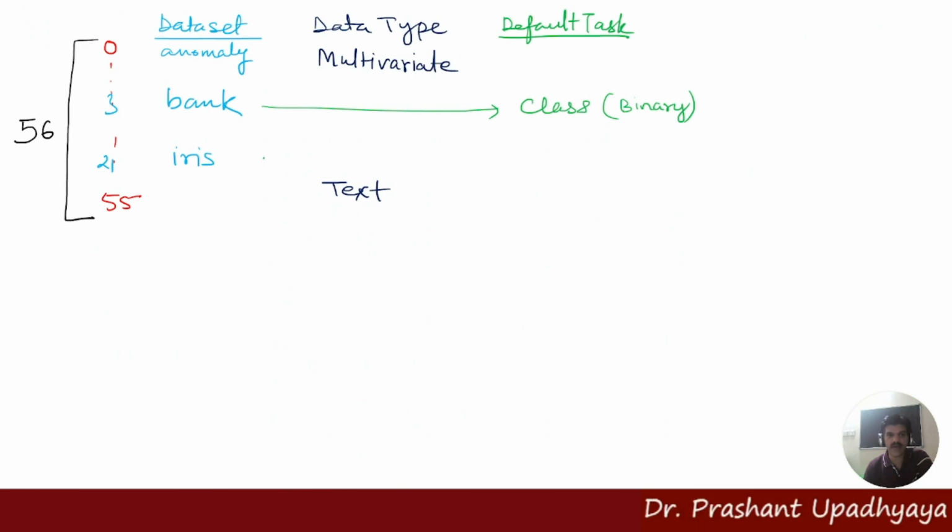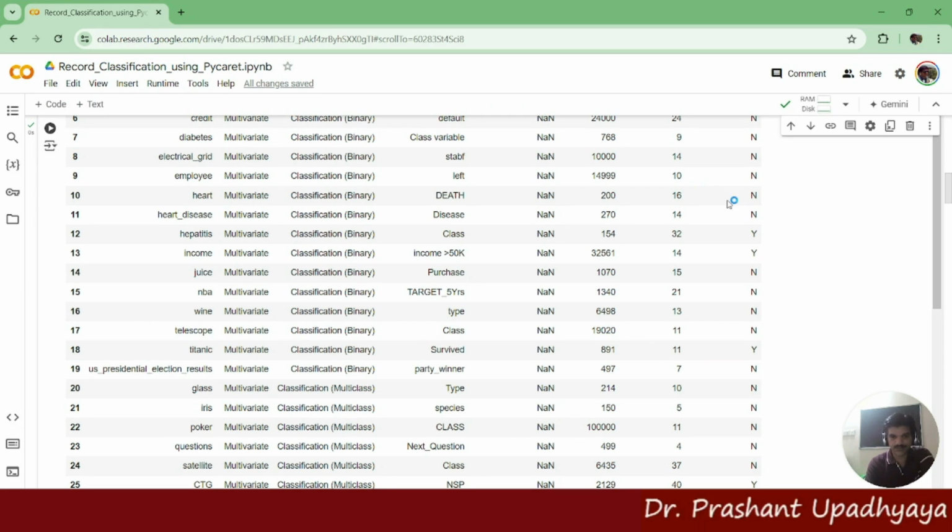So I'm saying, okay, iris, again I'm going for the iris, so it is a classification task, but it is multi-class. Multi-class means that when we are not talking about binary, we are talking about more than binary, we have got more than two classes. Okay, that is a multi-class problem.